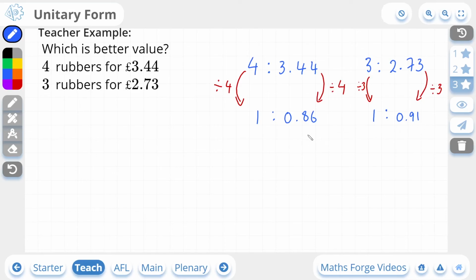So we can see here that this group to the left, the 4 rubbers for £3.44, has better value because one of them costs 86 pence, whereas for this group, one of them costs 91 pence. So you'd be getting better value if you buy the 4 rubbers for £3.44. So my answer here is going to be 4 rubbers for £3.44. And if we check our answer, there it is.